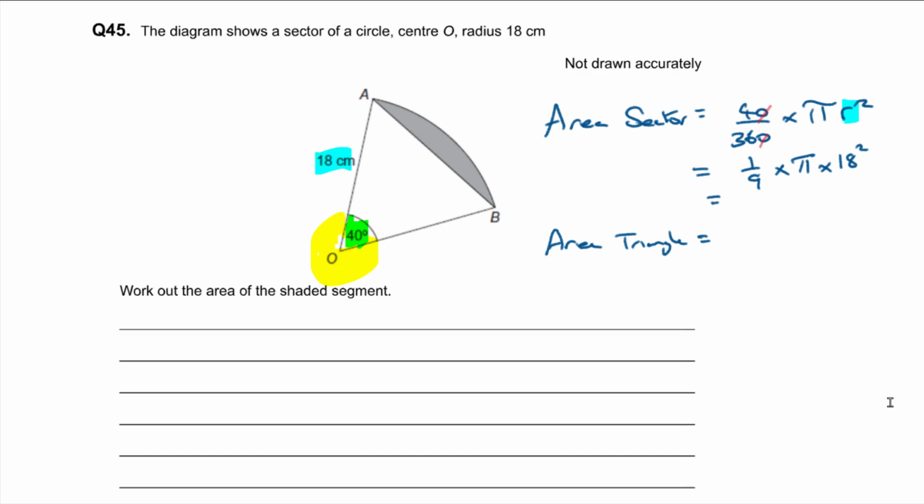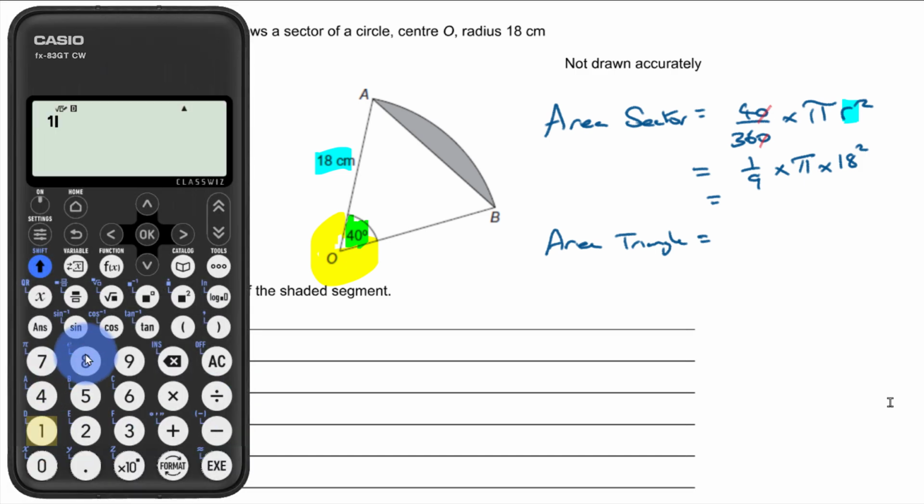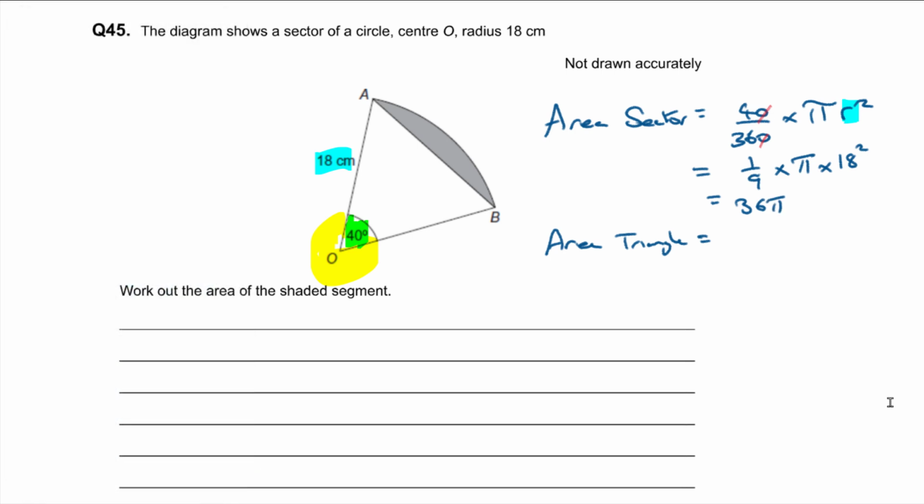18 squared, I'm just going to leave it in terms of pi, so I'm just going to do 18 squared divided by 9 for now. I'm just going to leave it in terms of pi. Okay, so that's 36 pi. There's no point in evaluating it now, I'd just have a horrible decimal there rather than a lovely thing with a pi in it. I can then put the whole exact value for the area of the sector into my final calculation rather than writing down a horrible decimal. Right, so then I've got 36 pi for the area of the sector.